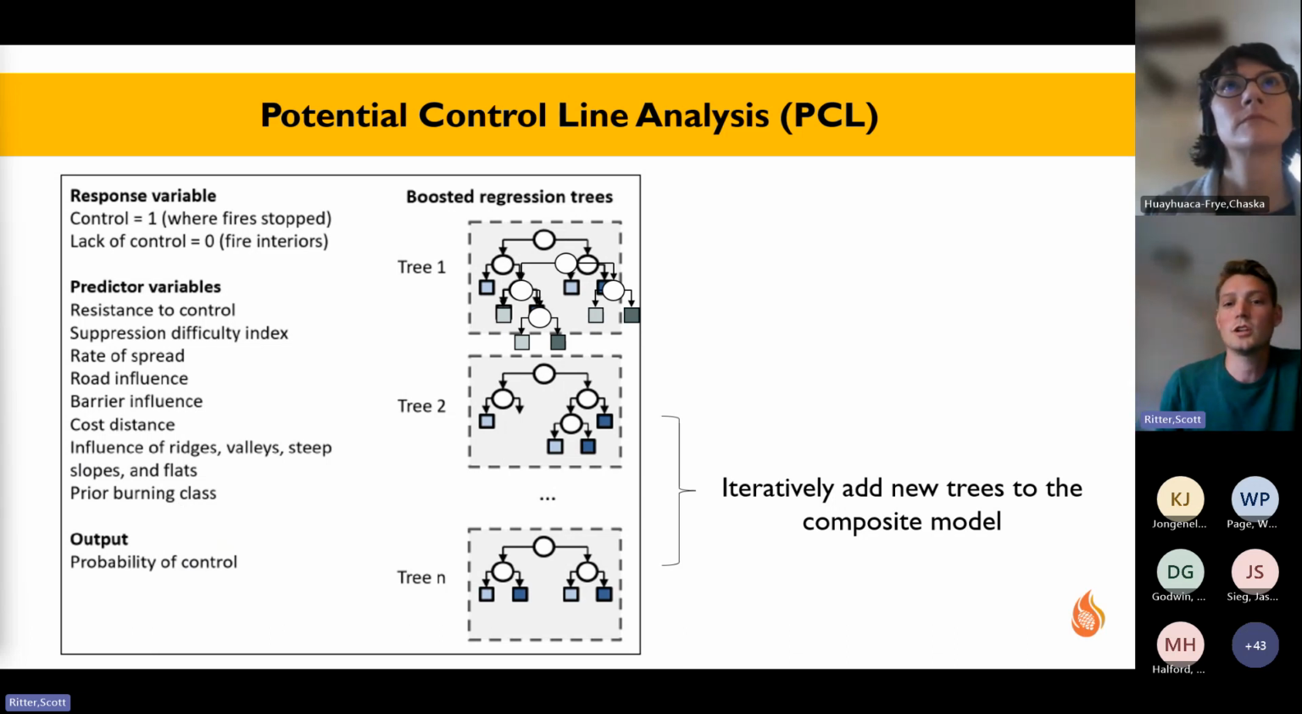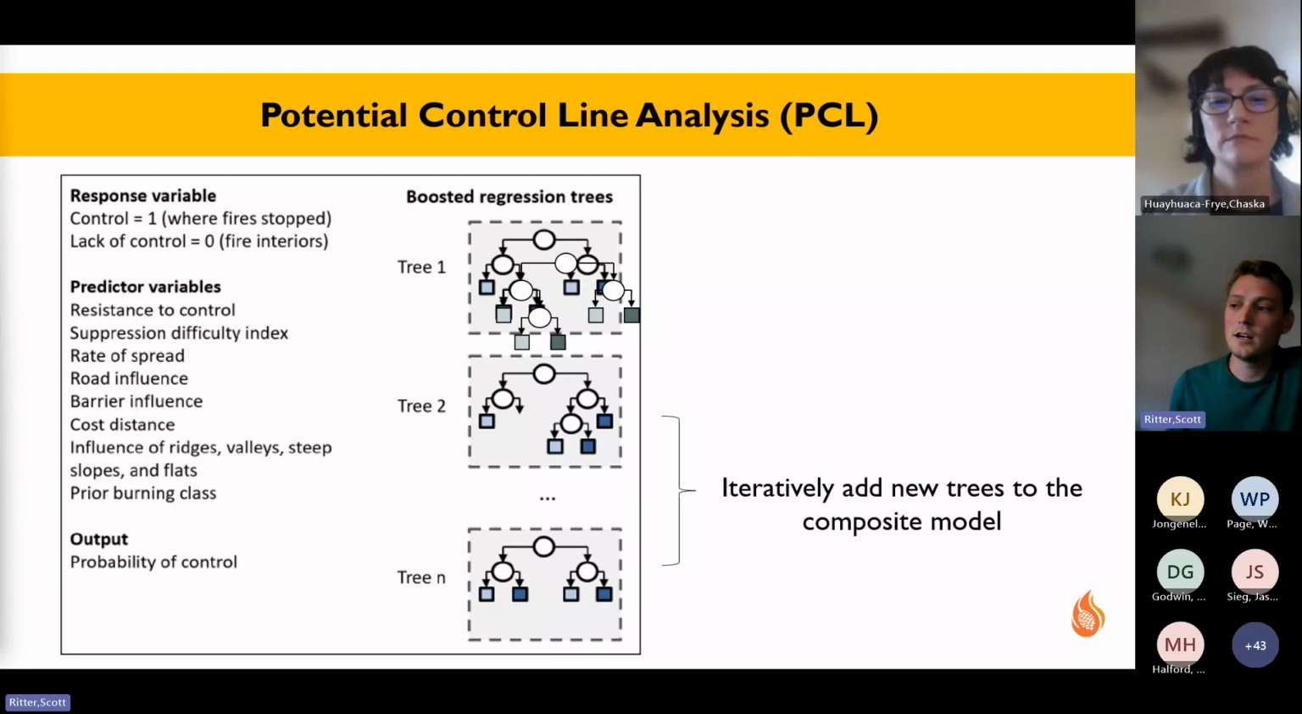The potential control location or potential control line analysis is a little more complex, but essentially it's this machine learning algorithm that looks at all of the historical fires within a given ecoregion, and where those fires stopped. And so basically for each fire, it's either a 0 where the fire did not stop, or 1 where the fires did stop.